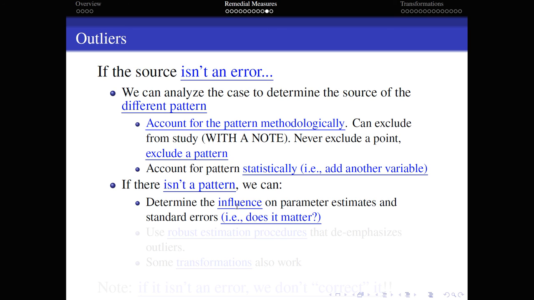The reason we check on this is because it may not actually matter. If it doesn't really influence the results, then maybe there's no harm in leaving it in. And I might just mention, hey, this point seems to be an outlier, but doesn't affect the results. So no real harm in leaving it in. If it does influence the results, we can use some robust estimation procedures that de-emphasize the impact of outliers. So we use a different estimation procedure that systematically, it doesn't remove the outlier, it just doesn't account. The outlier isn't as influential in these different procedures.